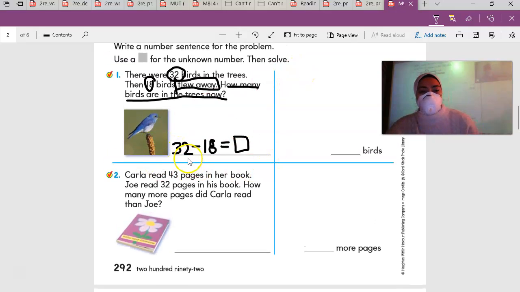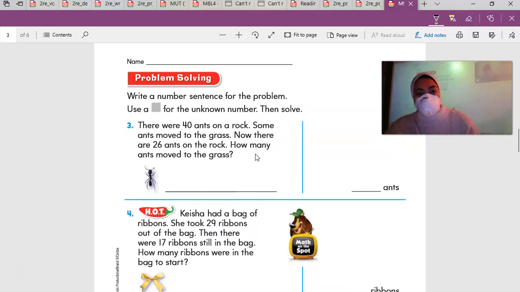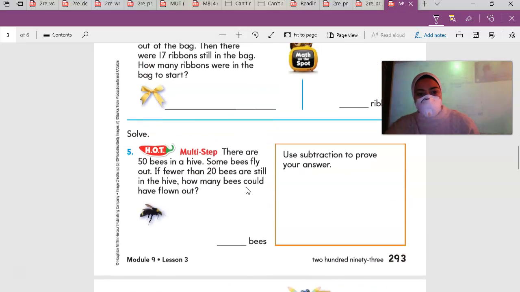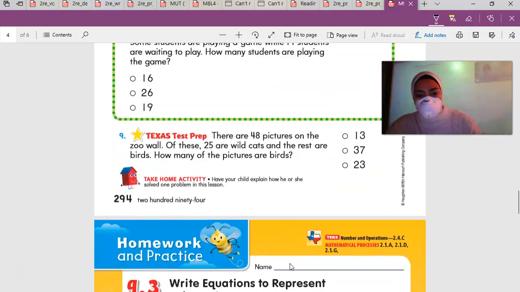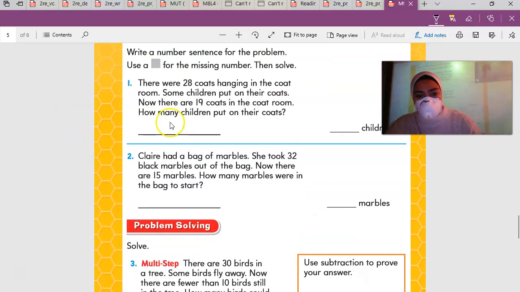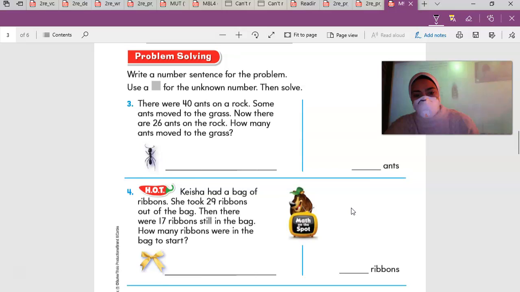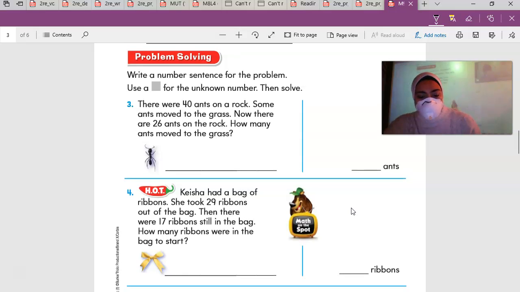So here on this line, you're going to write the equation. On this line for number 1, number 2, number 3, each and every one of these, I'll go up in a second, you have to write the equation, solve it, and then write the answer. Equation, solve it, write the answer. Okay? All right, so now moving back up.